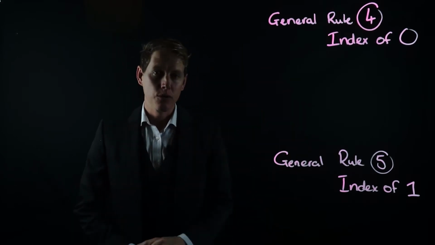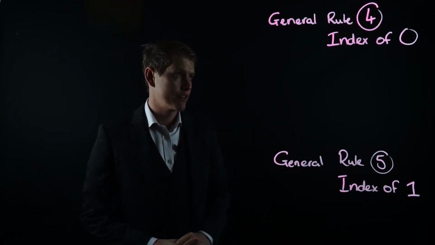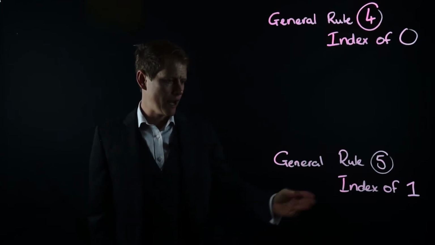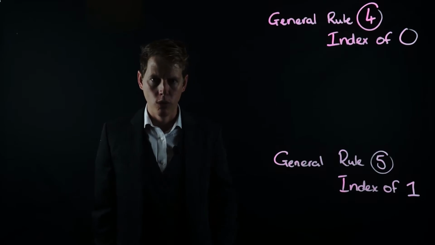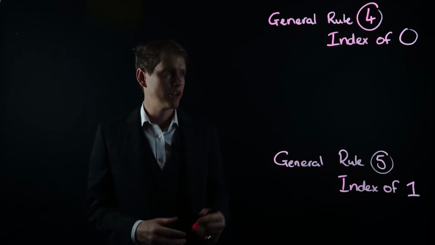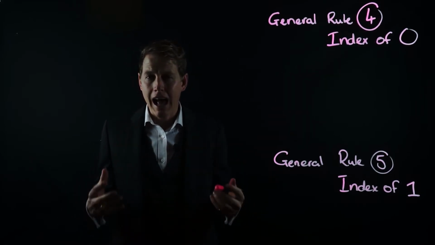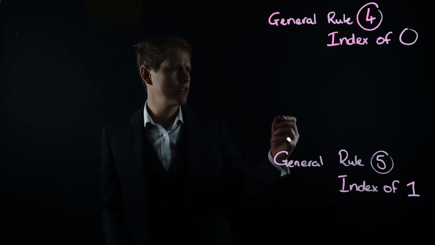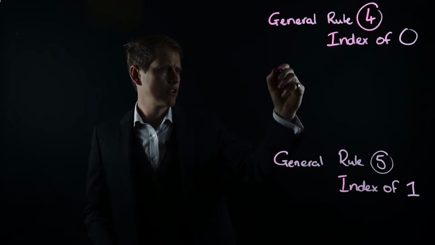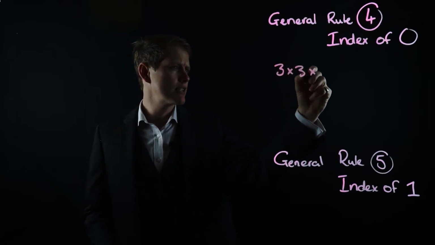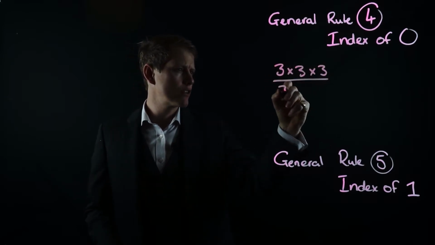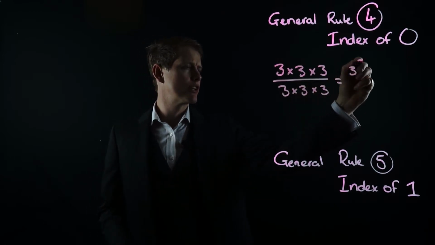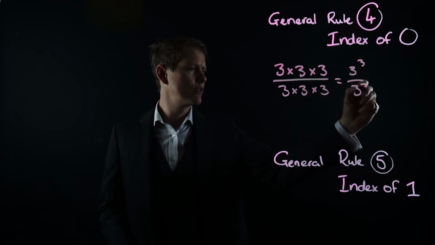Right, so now we're on to our fourth and our fifth general rule. What do we do when we've got an index of 0? And what happens when I've got an index of 1? Okay, we're going to start off by looking at an index of 0. Well, how could I make an index of 0? Well, if we think about it, I could do something like 3 times 3 times 3 divided by 3 times 3 times 3, which could be written as 3 cubed divided by 3 cubed.